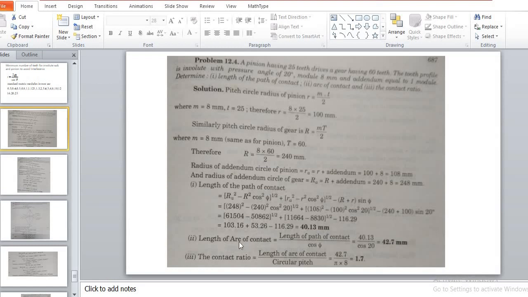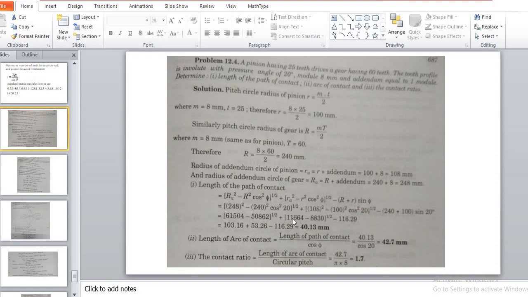Length of arc of contact is the length of path of contact divided by cos phi. So we get the answer 42.7 millimeters. Contact ratio is equal to the length of arc of contact divided by the circular pitch. So the length of arc of contact, 42.7, divided by the circular pitch, which is pi into m, with m equal to 8 millimeters, gives 1.7.